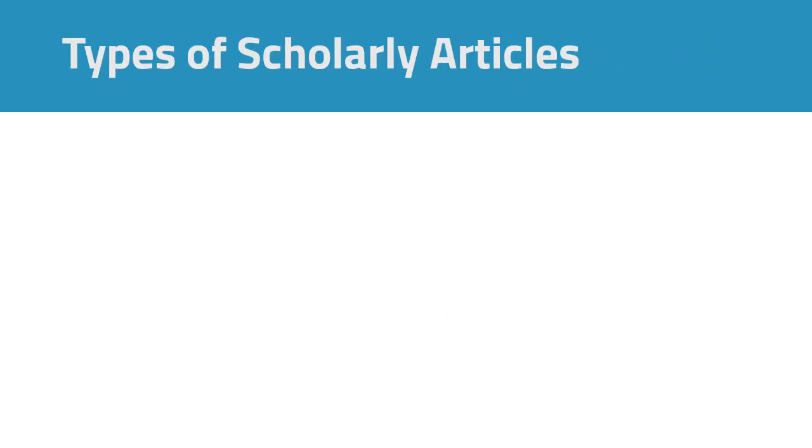I want to take a minute now to say a little bit more about what it means that a scholarly article describes original research or analysis, because this can look very different from discipline to discipline. Most scholarly articles you'll find will be research studies, like if your professor conducted an experiment or a survey and then wrote an article describing their research methods and findings.